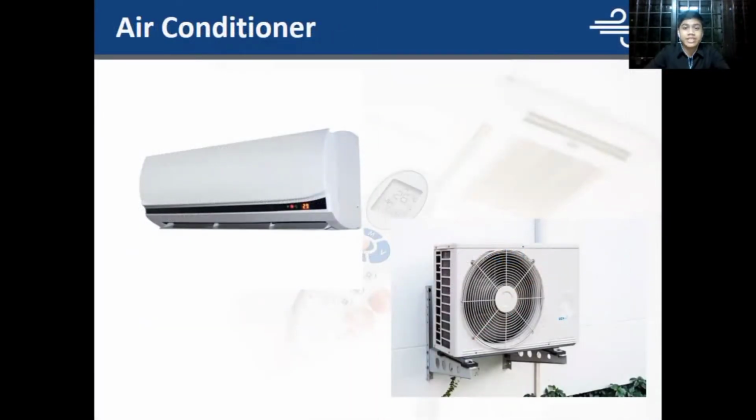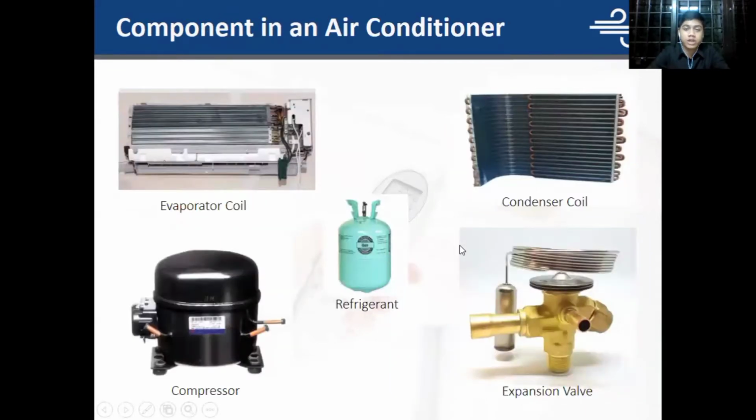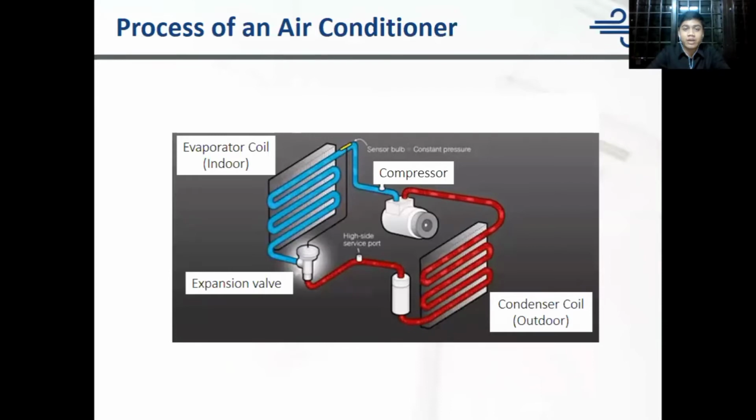So I'm going to explain about the air conditioner description. An air conditioner is a system that acts as a cooler, often used in buildings like houses and vehicles like cars. The components in the air conditioner are the evaporator coil, condenser coil, refrigerant, compressor, and expansion valve. We move on to the process of an air conditioner.